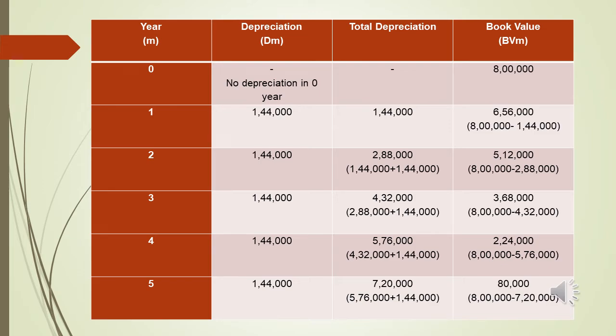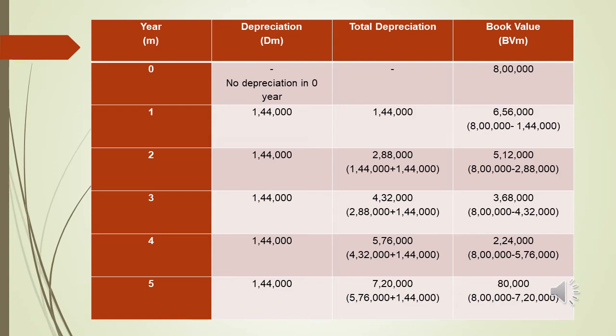Now in the previous slide we have calculated depreciation, right, at the end of 5 years. Depreciation we have calculated as DM equals (P minus F) by N. Through that we have found our DM value as 1,44,000. So I will write 1,44,000 for depreciation, because that is the value.